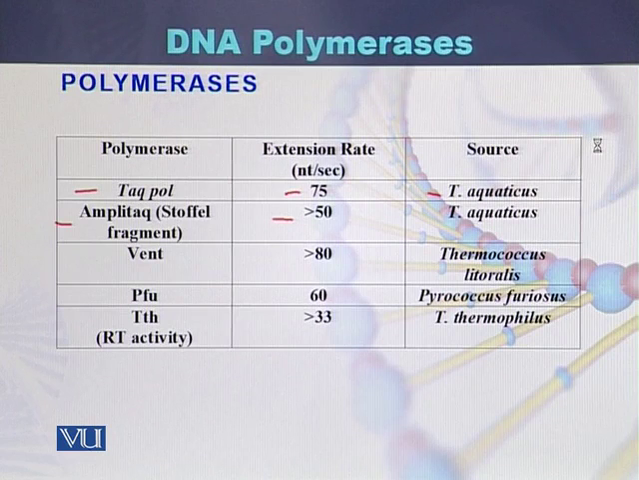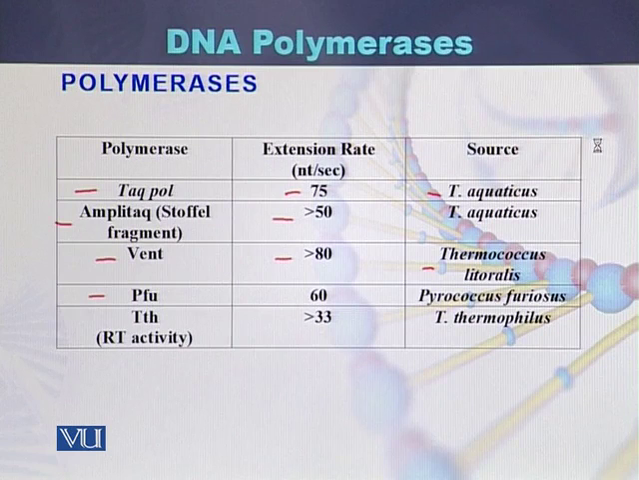The third type of the DNA polymerase is called Vent, and its extension rate is approximately 80 nucleotides per second, and this DNA polymerase was purified from Thermococcus litoralis. The fourth type of the polymerase is called PFU, and its extension rate is 60 nucleotides per second, and this polymerase was purified from Pyrococcus furiosus.